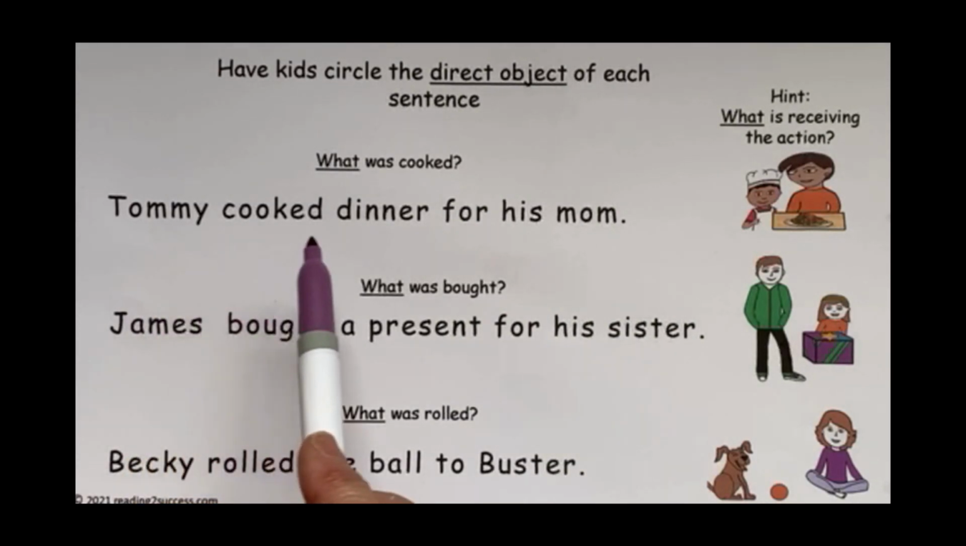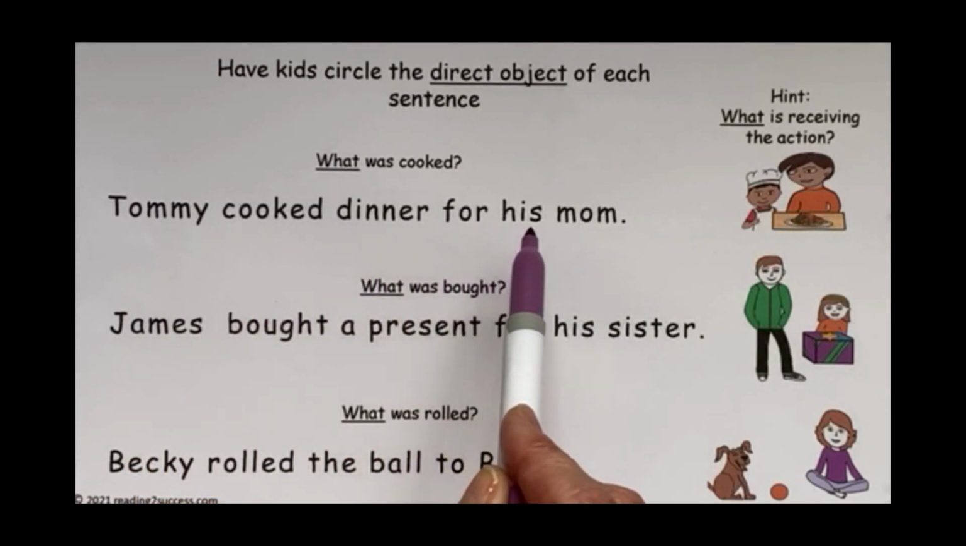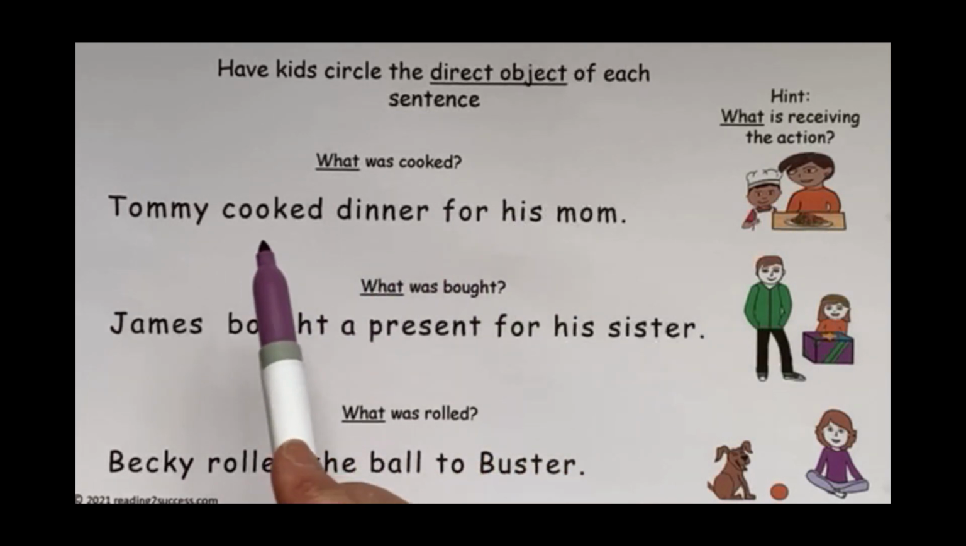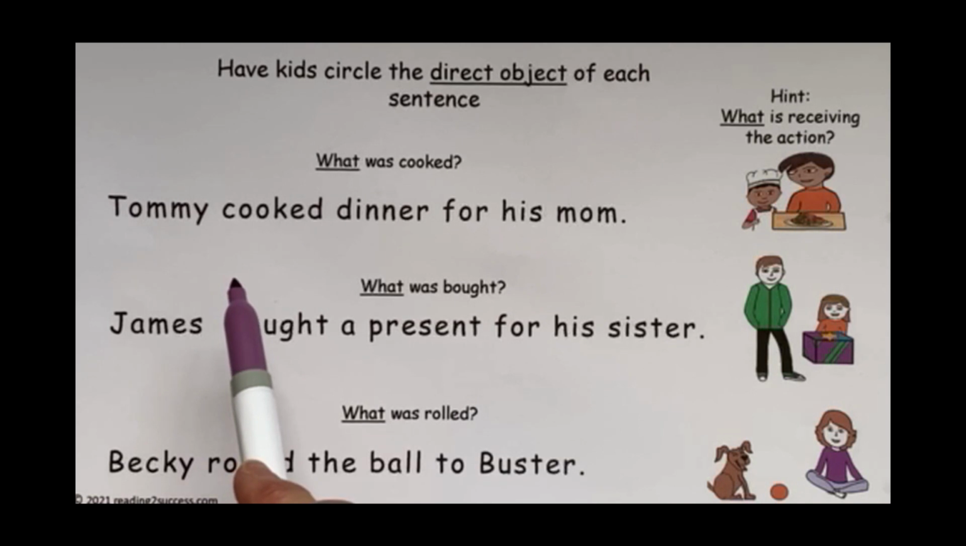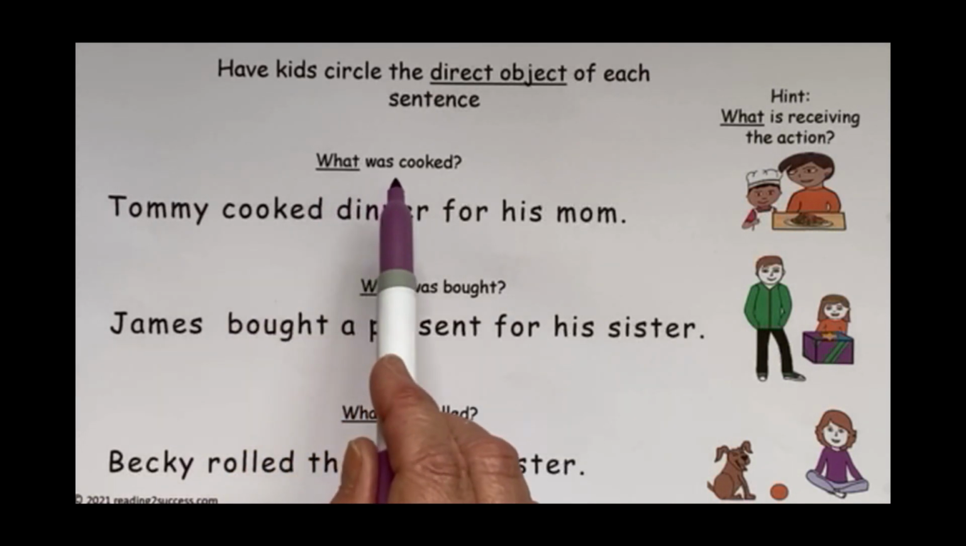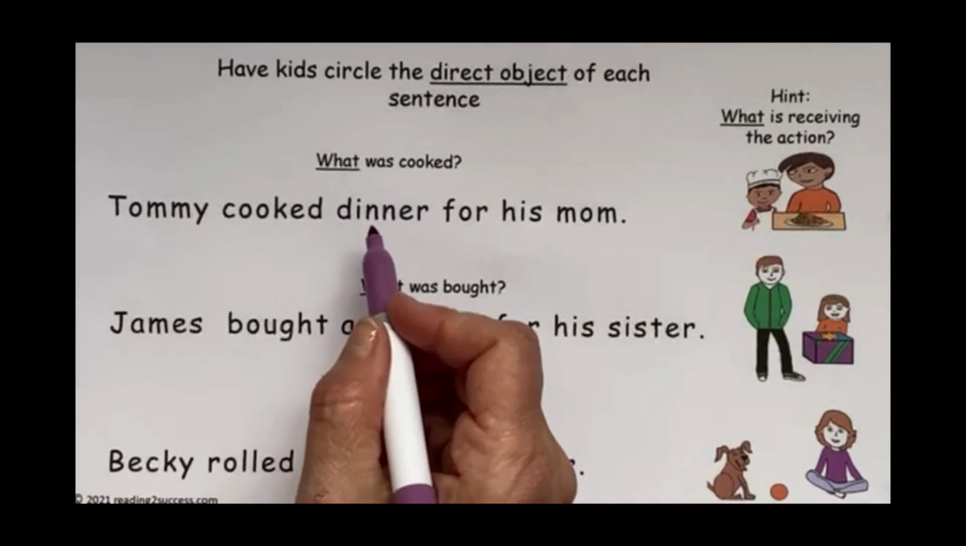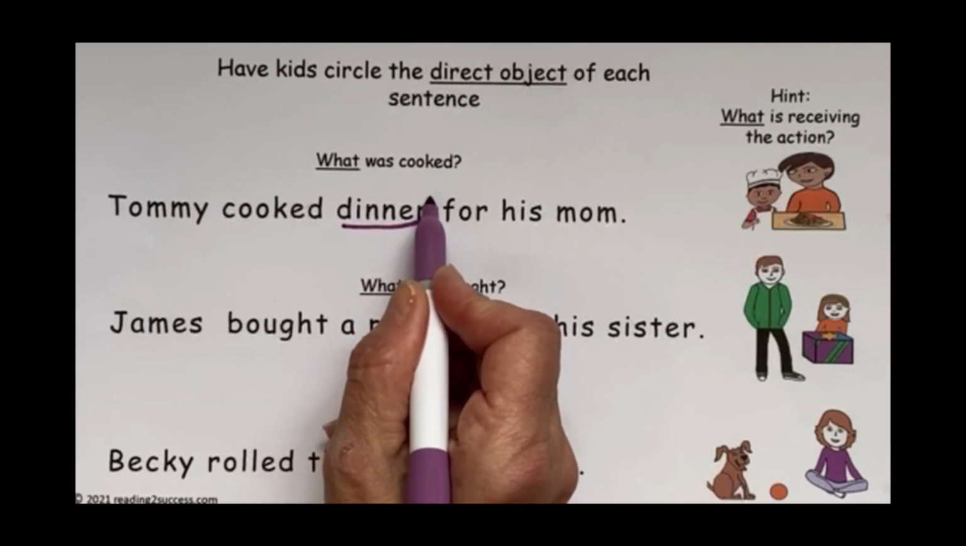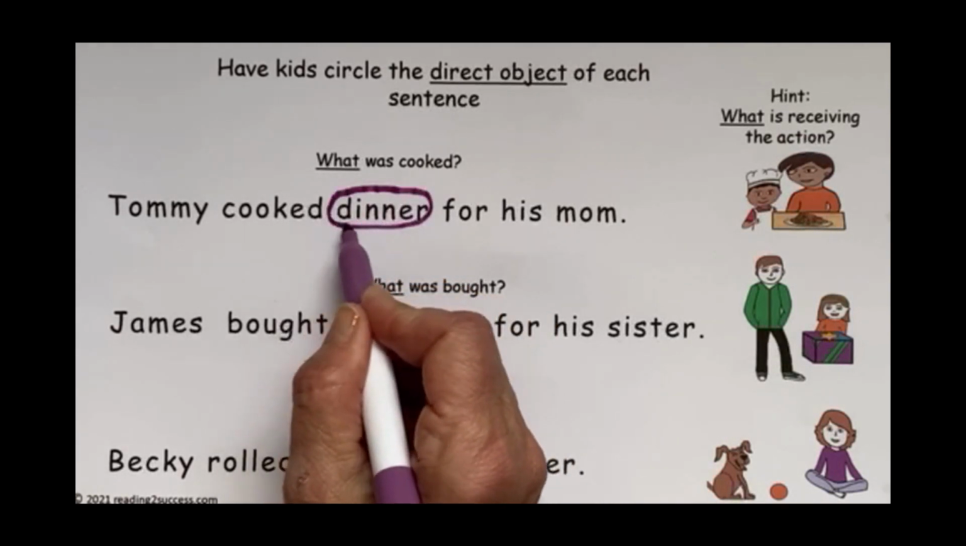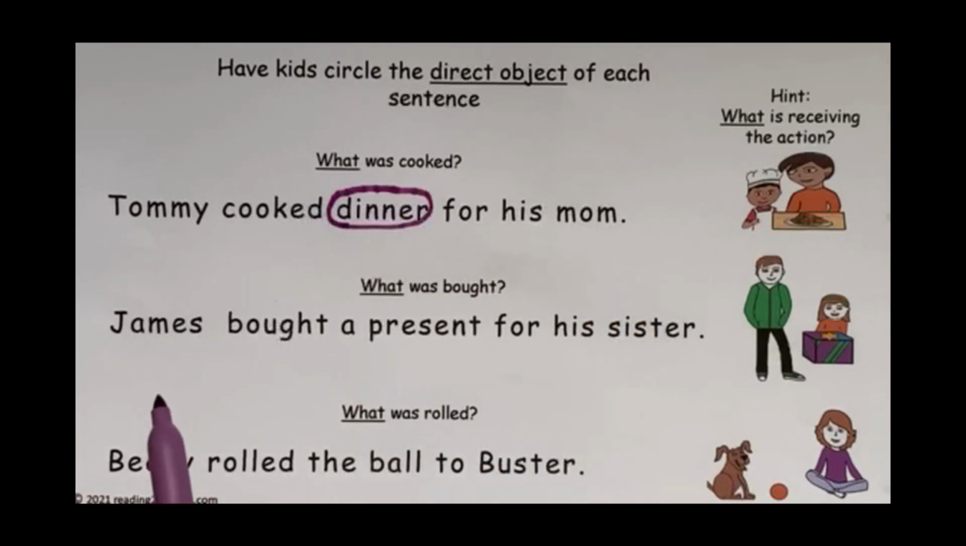Tommy cooked dinner for his mom. The action word was cooked. So our question is, what was cooked? Dinner. So dinner is the direct object. Let's go to our next sentence.